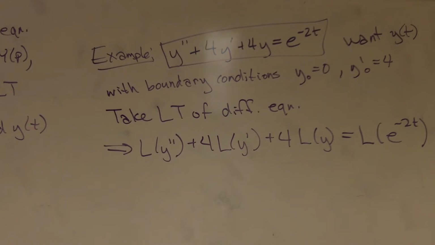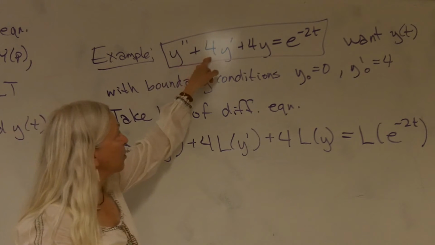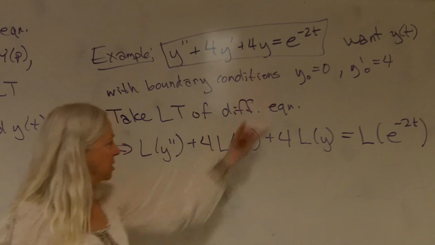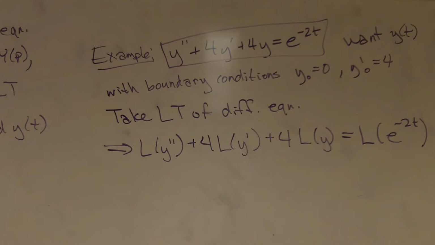Notice I've used the result we talked about earlier, that Laplace transforms are linear, to do this, right? Because that allowed me to take the Laplace transform of each term separately and to pull these constants, these 4's, out in front of the Laplace transforms. Okay? I couldn't have done that if it weren't a linear operator.